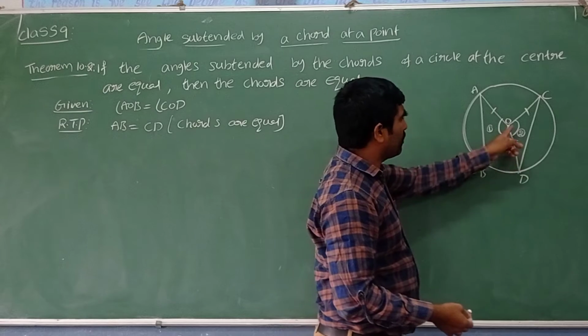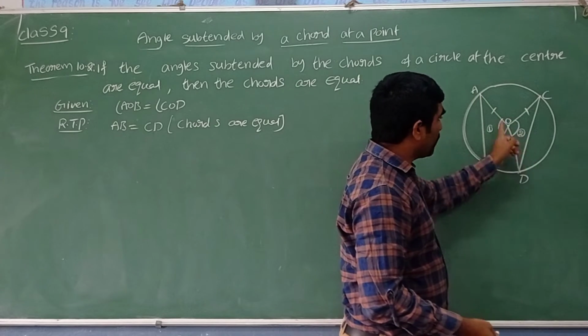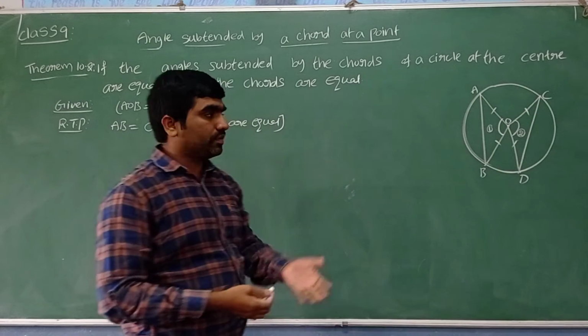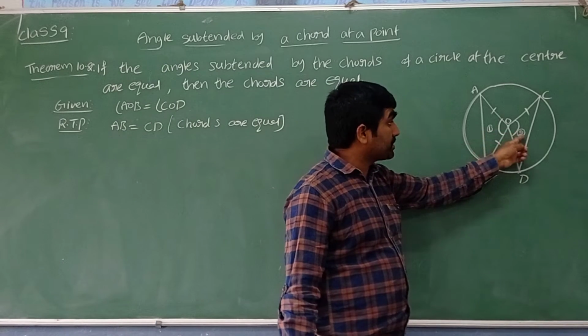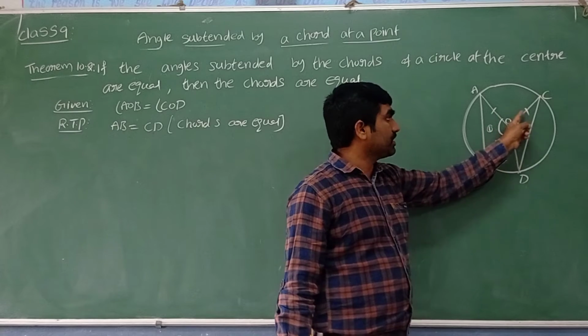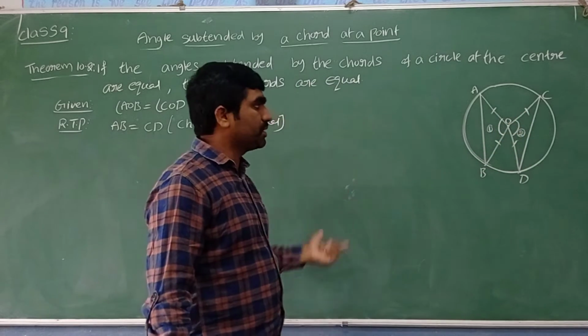All four are equal: OA equals OB, and OD equals OC. They are radii of the same circle. Now it is enough to say they are congruent by which criteria? Side, angle, side. So we write them in symbolic form.